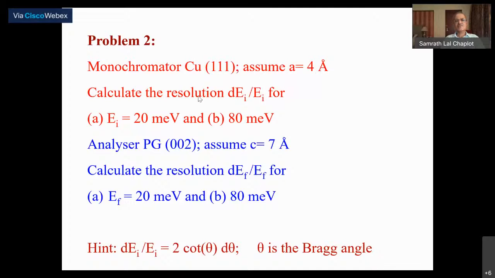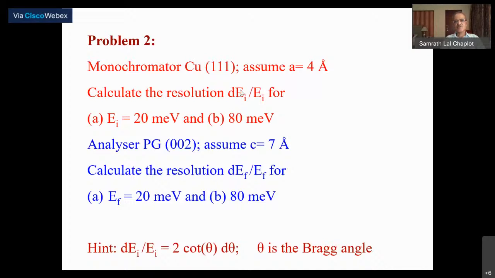Then you need to, I'm interested in getting, if this is 4 angstrom and this is the monochromator, and if I want to choose my incident neutron energy from the monochromator as 20 milli electron volts or 80 milli electron volts, what is the resolution that I'll be able to get? Okay, please assume here, I have not given it here.